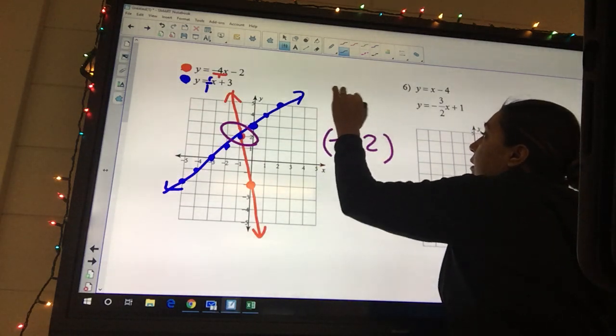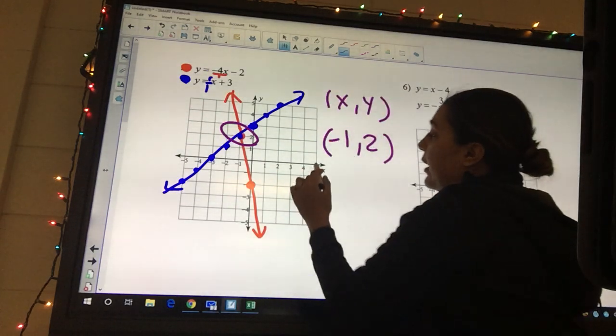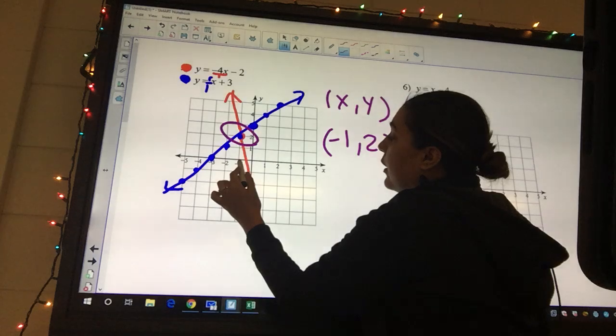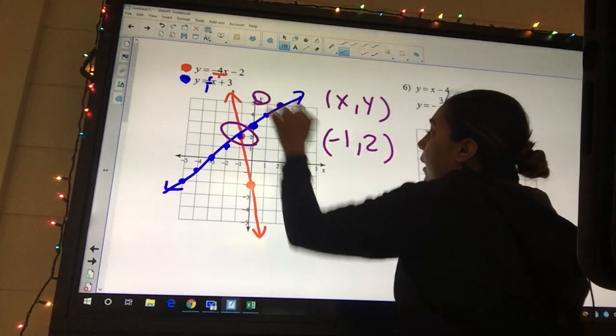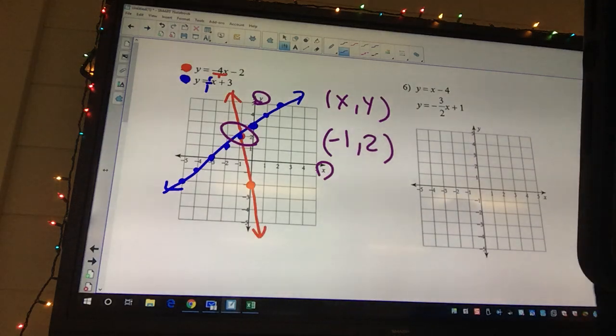Okay, these are x comma y, and so I go and find the x value is at -1, and the y value is going to be at 2. Okay, because this is the y and this is the x, okay?